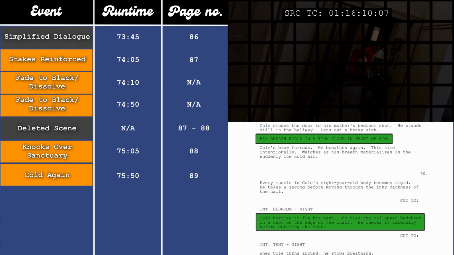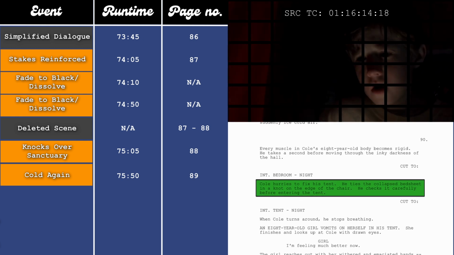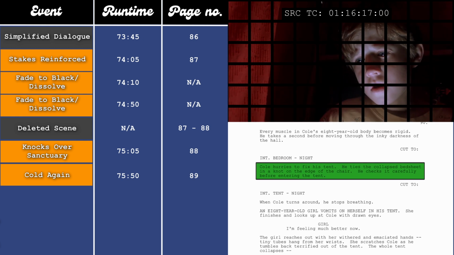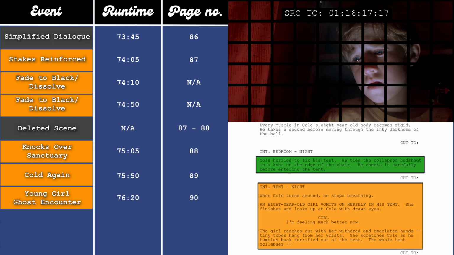This then leads to probably the most famous ghost interaction in the whole film, at the 76-minute and 20-second mark, which is page 90 in the script. It does unfold slightly differently in the film versus the script. So in the script it reads, interior, tent, night.